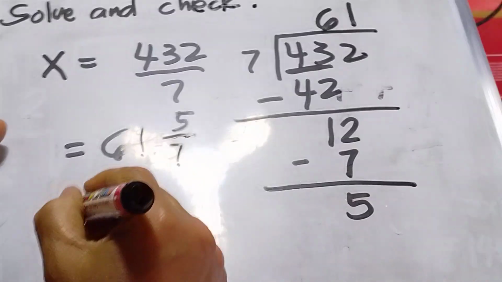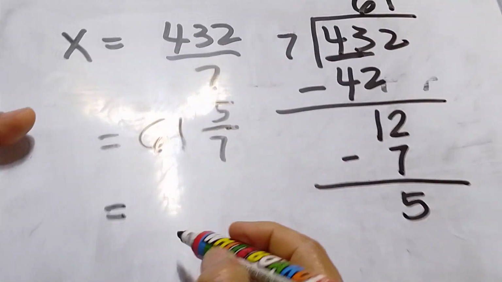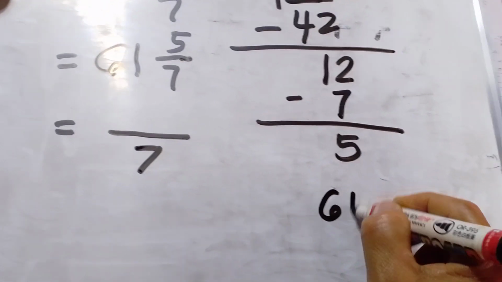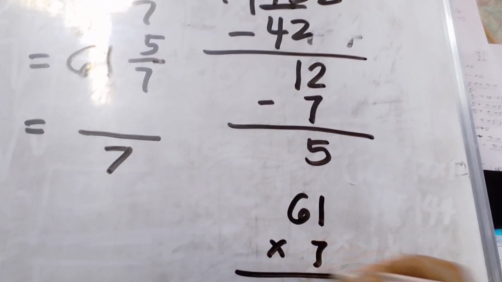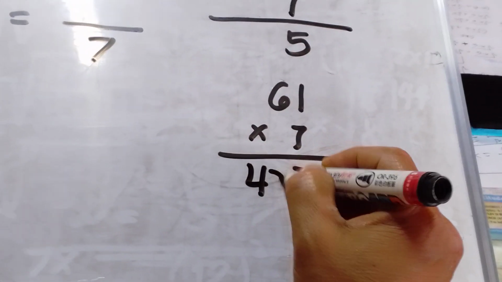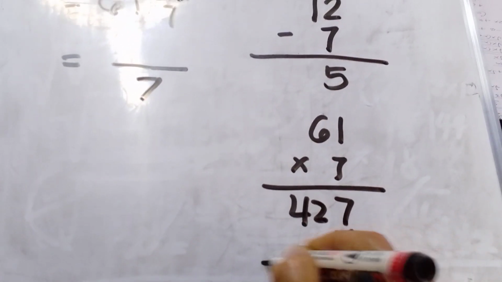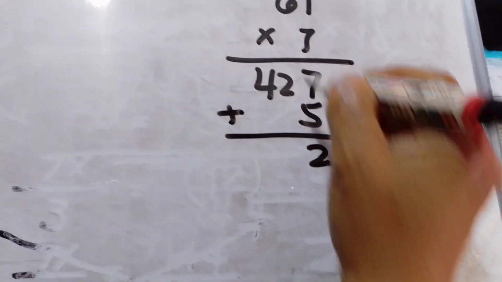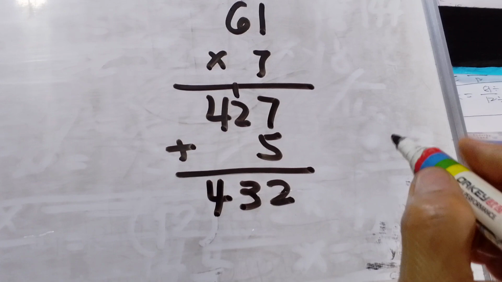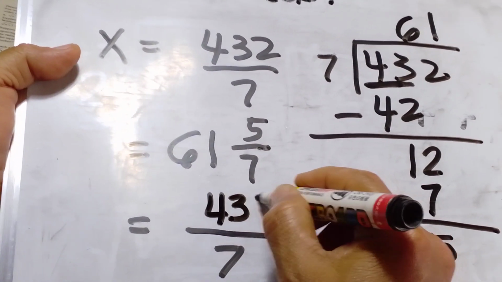Now, the problem is, this is a mixed number. So how can I make this one an improper fraction? So this will be over 7. And then I have to multiply 61 times 7. This is 7. This is 6 times 7 is 42. And then plus 5. This is 12. Carry 1. This is 3. And then 432. So I have here 432 over 7.